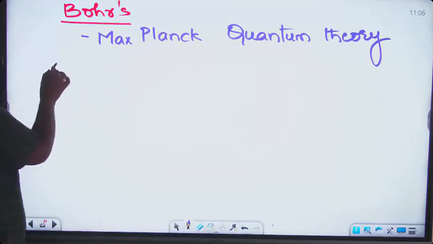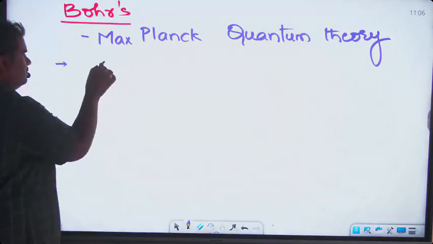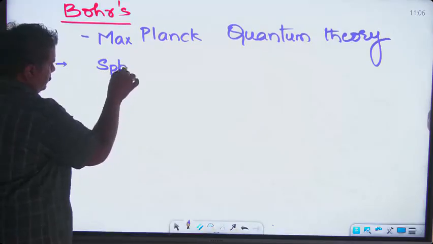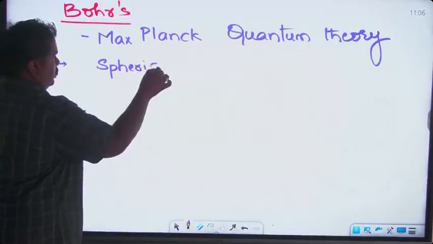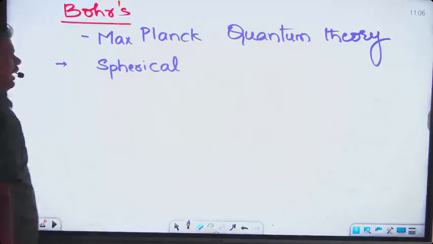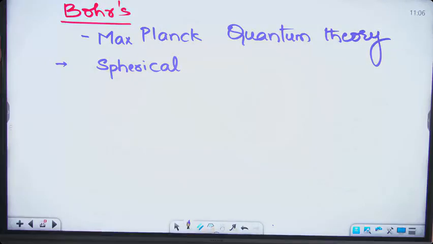Now, Bohr, what did he propose? Atoms are spherical in shape. So even according to Niels Bohr, the atom has a spherical shape. Who first proposed it? John Dalton. According to him, the atom is spherical in shape. After that, Thomson, then Rutherford, and then Niels Bohr.